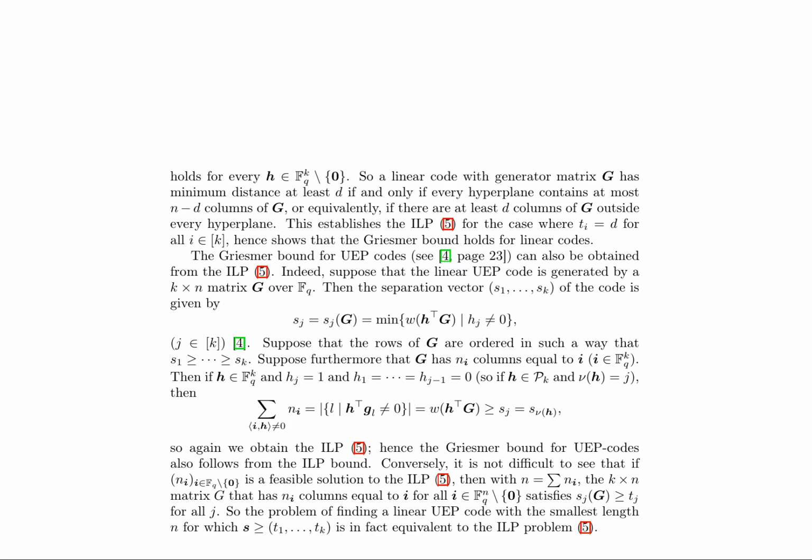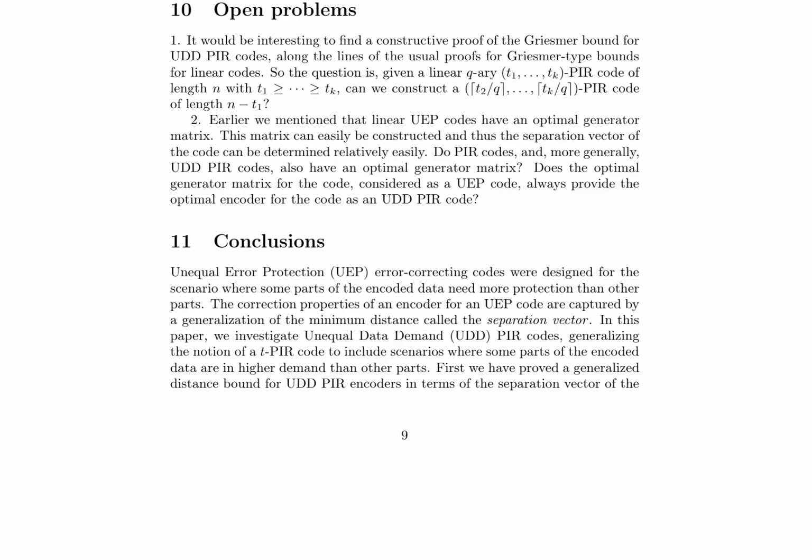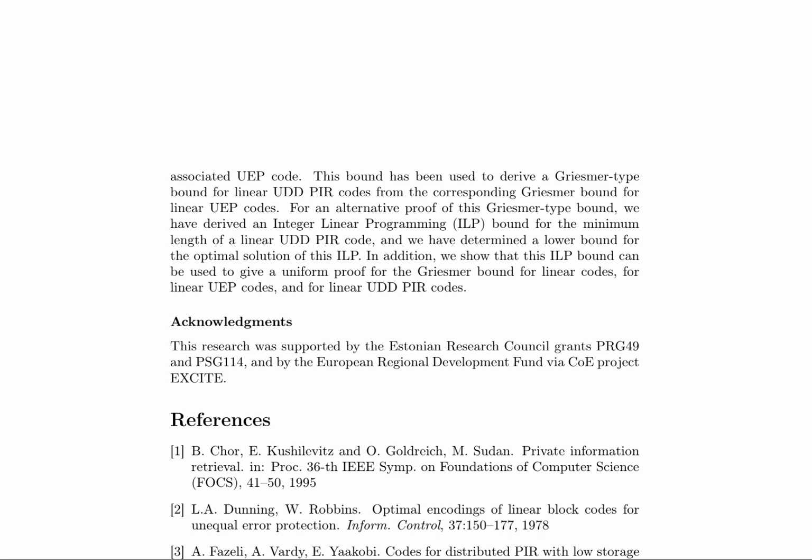Finally, the paper concludes by highlighting the significance of UEP and UDD PIR codes in scenarios where different parts of the encoded data require varying levels of protection and demand. It emphasizes the importance of understanding the generalized distance bound for UDD PIR encoders and the potential for further research in this area.